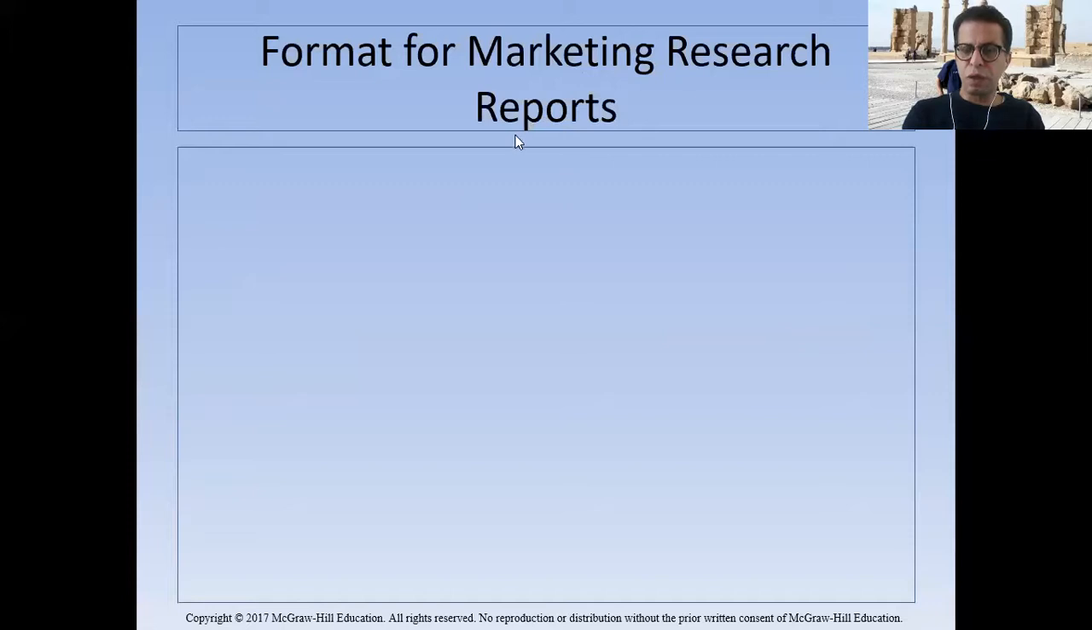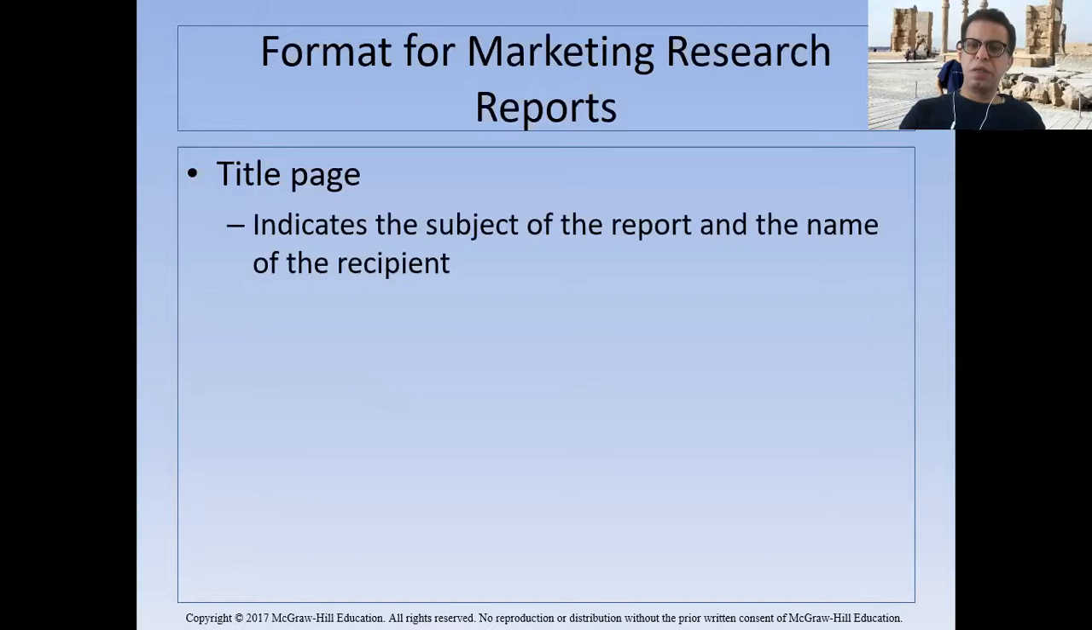The format of marketing research reports. First of all, you need to write the title page. Indicate the subject of the report that the recipient will read. The title is a summary saying, for example, I'm going to write about exporting Nike shoes to Uganda. This is a title, a subject.